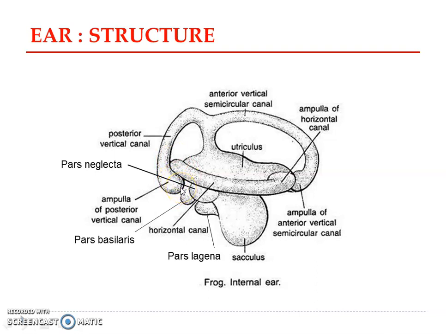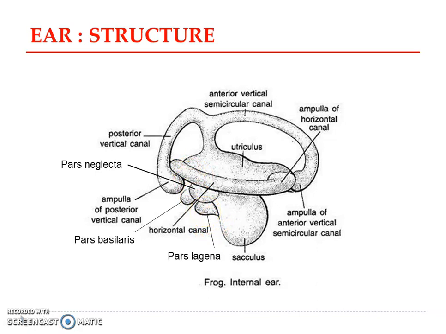Now, the vestibule, as already mentioned, is divided into two, utriculus and sacculus, and you can see this part is the sacculus. The sacculus bears two projections or dilations, referred to as pars basilaris and pars lagena. The semicircular canals, the utriculus and the sacculus bring about the balancing function, or maintaining equilibrium, while the pars lagena is responsible for hearing.